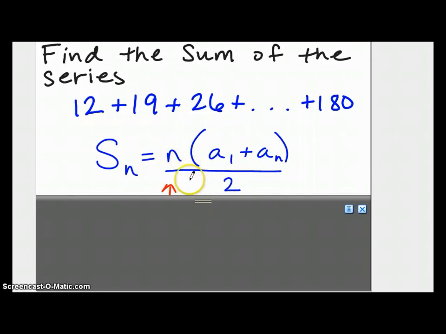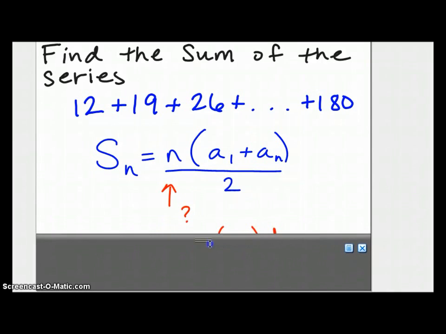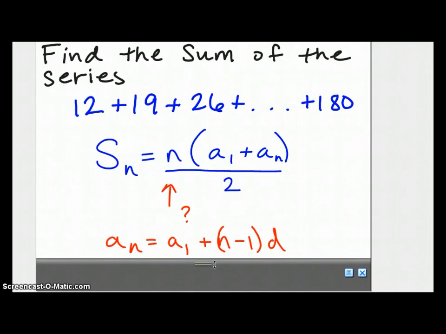Do I have n? Do I know how many terms are here? No, I don't. I really don't know that. So I need to go determine n. I have an equation to determine n. So I know my first term. I know this nth term. I know d. 12, 19, what separates them? 7. 19 and 26, what separates them? 7. So I can go figure out what n is.